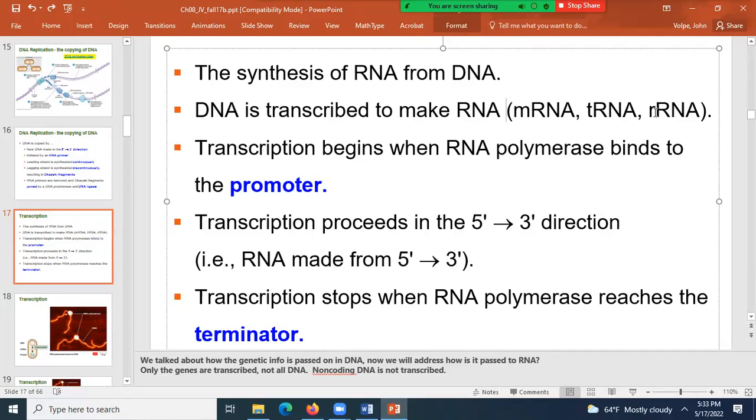Come on, somebody should guess. It's actually not that difficult. Based on the genes, yeah, it's based on the gene.